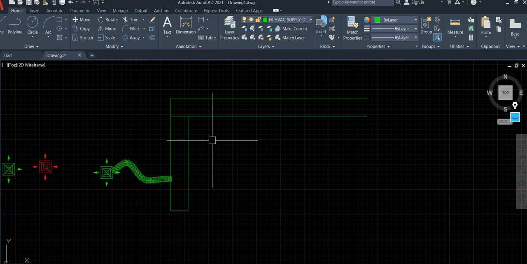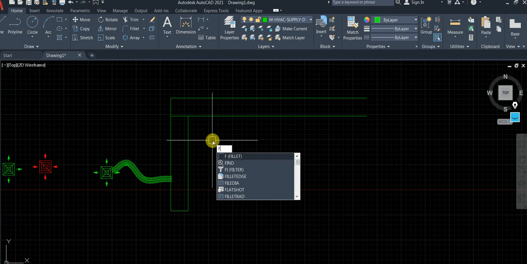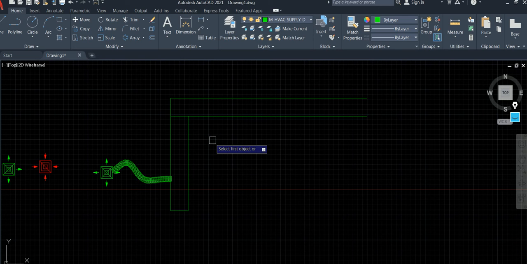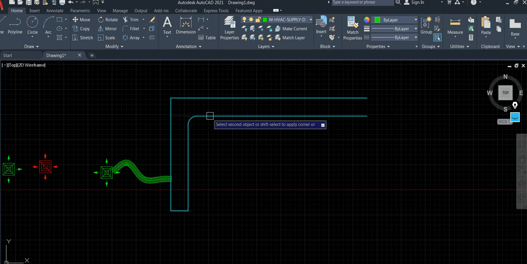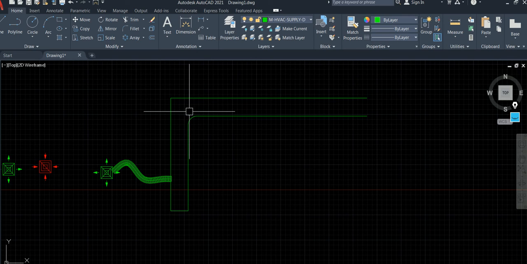What we're going to do is fillet. Fillet radius, how much is the width? 900. 900 divided by 2, 450. Why do we make long radius? This guy with this guy. Now this is the trick.